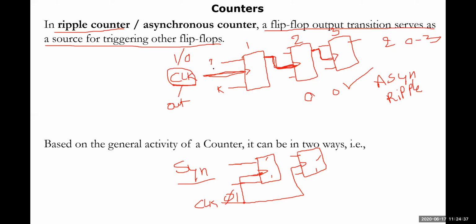A common clock pulse cannot be available in a ripple counter or asynchronous counter. Based on the activity of the first flip-flop, the second will act. Based on the activity of the first and second flip-flops, the third will respond. If such a response occurs in the sequence of flip-flops, it is called an asynchronous counter or ripple counter.